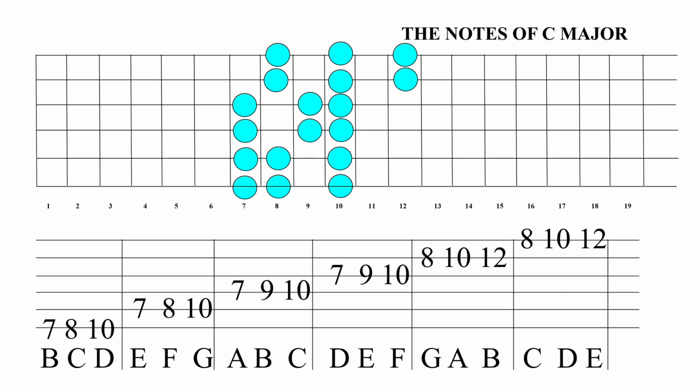So there's another way that you can memorize this shape, okay, starting on our B note. So we have 7, 8, 10, 7, 8, 10, 7, 9, 10, 7, 9, 10. Okay, and then we go to our B string, we're going to have 8, 10, 12. And then on the high E string, we'll have 8, 10, 12, okay? And this is an easy shape to memorize.